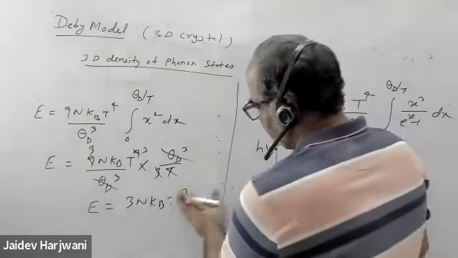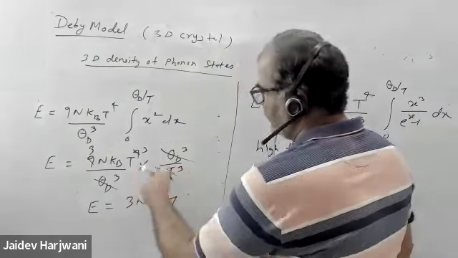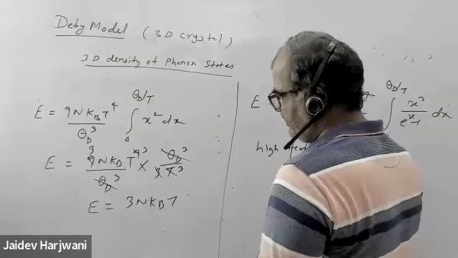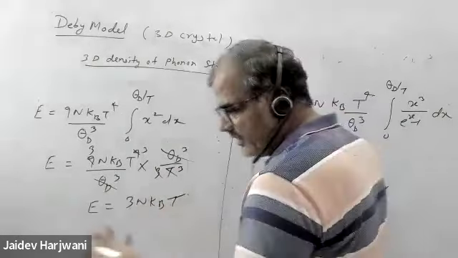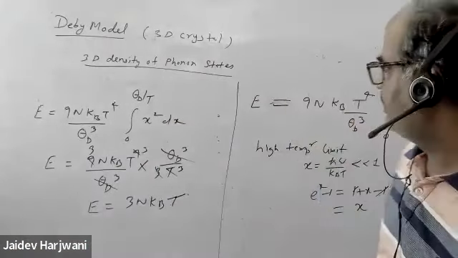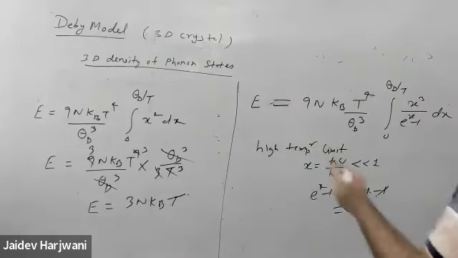X theta, sorry, t only t, this is t cube. So I got energy 3 n kBt. That is the well-known expression of energy. Now you want specific heat.